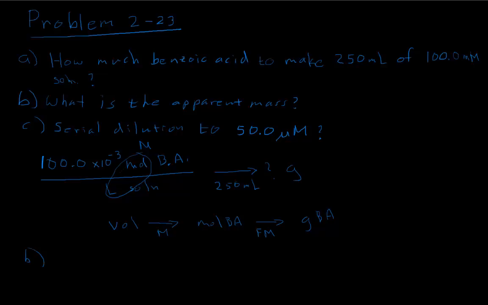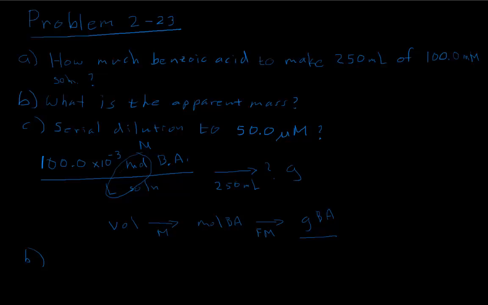For Part B, what it's asking us to do is calculate the apparent mass. If you actually wanted this number of grams of benzoic acid, what would the scale read? Now you might think it would be the same number, but remember there's this buoyancy effect. Things weigh a little bit less when we weigh them in air because of their displacement in air, and it depends on how it compares to the density of the calibration weight that we use to calibrate the balance.